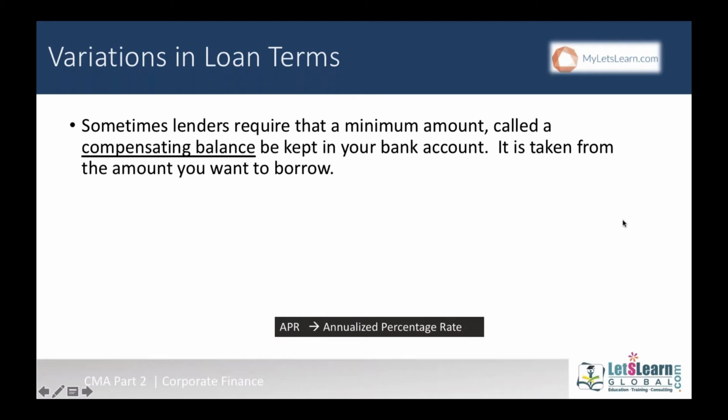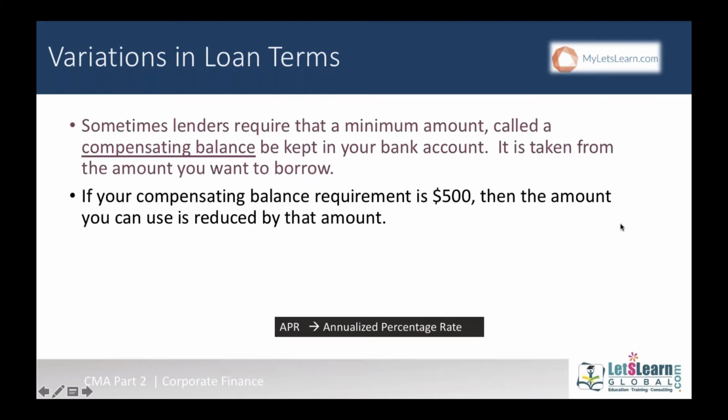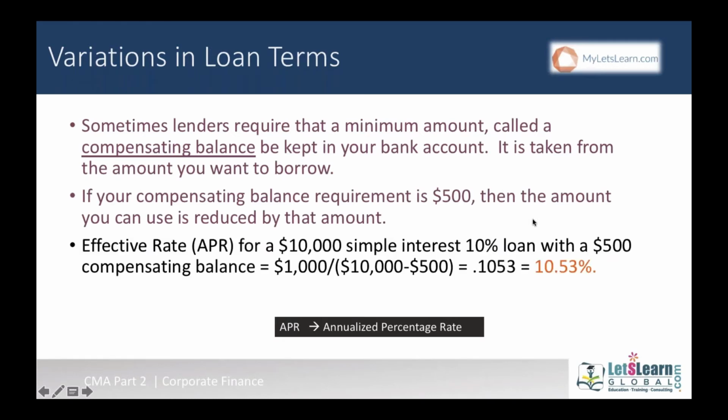So here, a compensating balance of 500 is maintained, and the loan amount is say 10,000 at the rate of 10%. Loan amount is 10,000, and the stated rate of interest is 10%. Effectively, the cost of the loan is only 1,000, but only 9,500 is available, as 500 of this loan amount is held by the bank. Therefore, the interest rate will increase from 10% to 10.53%.